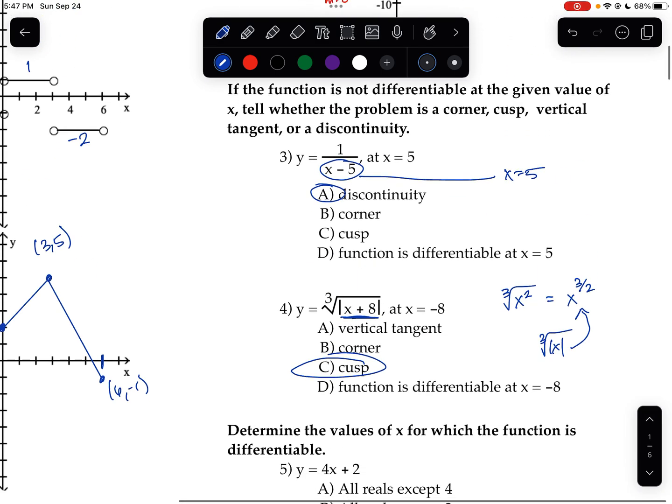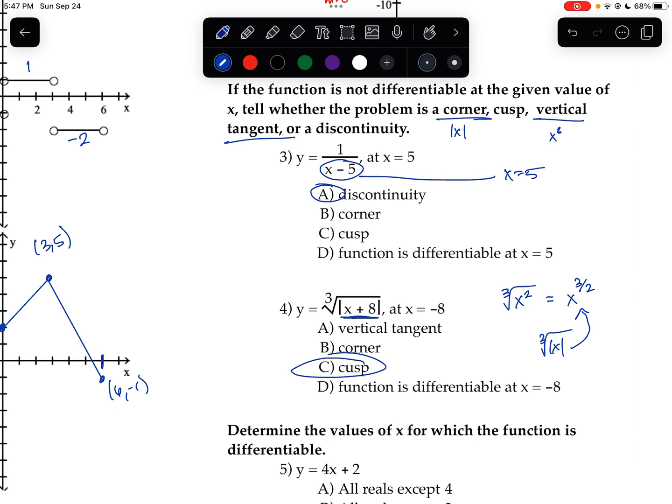Again, make sure you're familiar with a corner as well as vertical tangents. Corners happen a lot with absolute values or with piecewise functions. Vertical tangents will happen with x cubed, x to the 5th, x to the 7th, so on and so forth, if it's an odd degree. Okay.